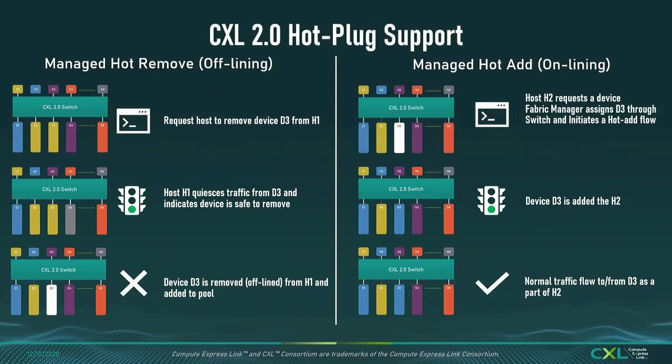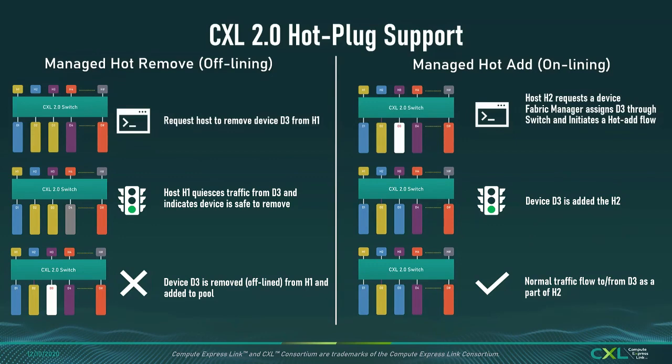So the device D3, which is green in color, will be removed from the host H1, which is green in color. Host H1 will do the quiesce flow. It will quiesce the traffic flow from the device D3 and indicate that it is safe to remove the device. These are all well-known standard hot plug flows. At that point, device D3 will be removed, not physically removed, just offline from H1 and added to the pool of available resources.